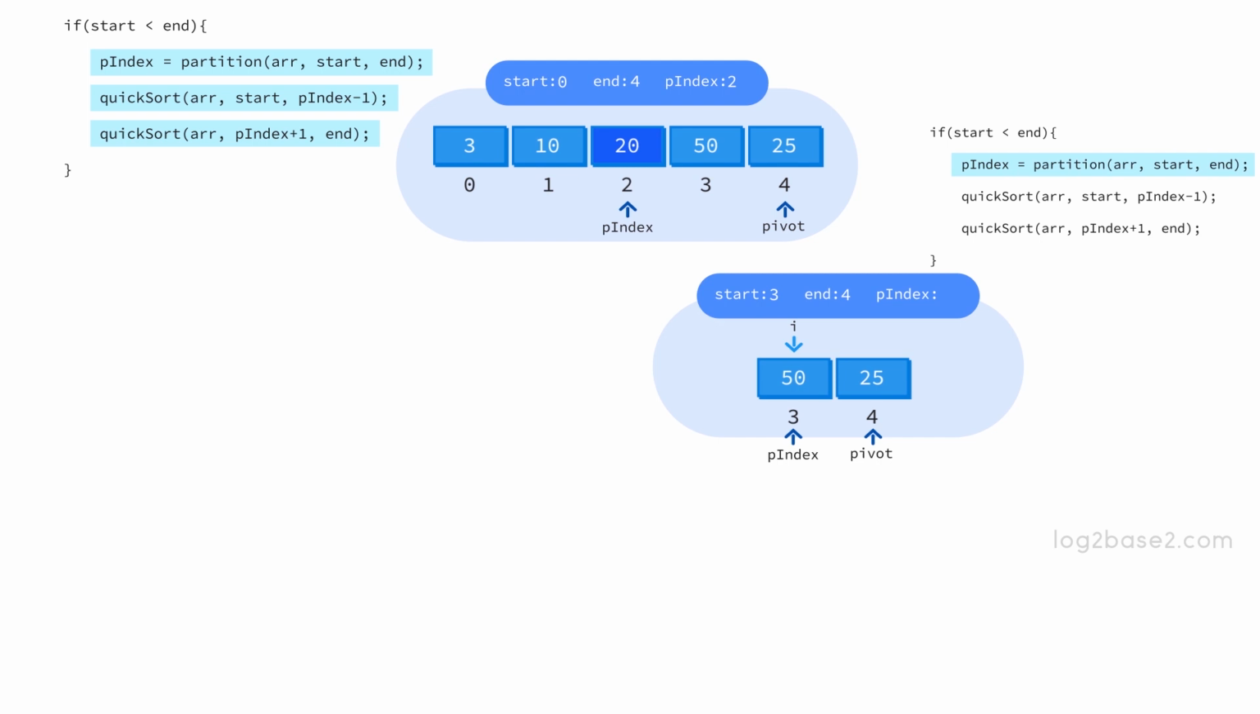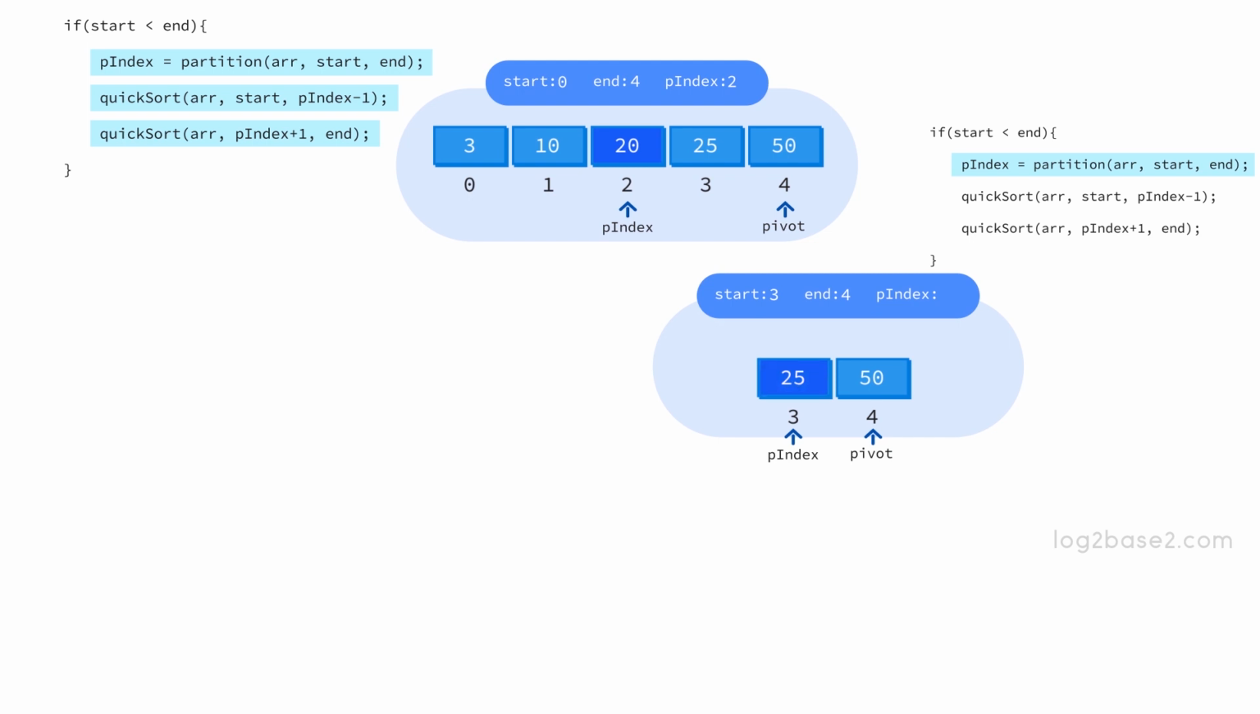Now compare ARR of I less than pivot element. That is, compare 50 is less than 25, but it is not. So there will be no swap needed. Hence, p index will point the same index 3. Now the array is completed. Finally, we need to swap ARR of p index and ARR of end. So swap 50 and 25. Since we are doing the process in the original array, it will be reflected here also. Now, ARR of p index is sorted. So ARR of 3, 25 is sorted now.